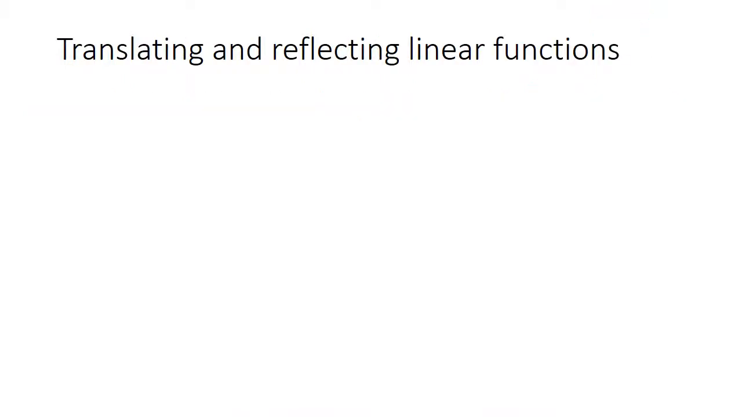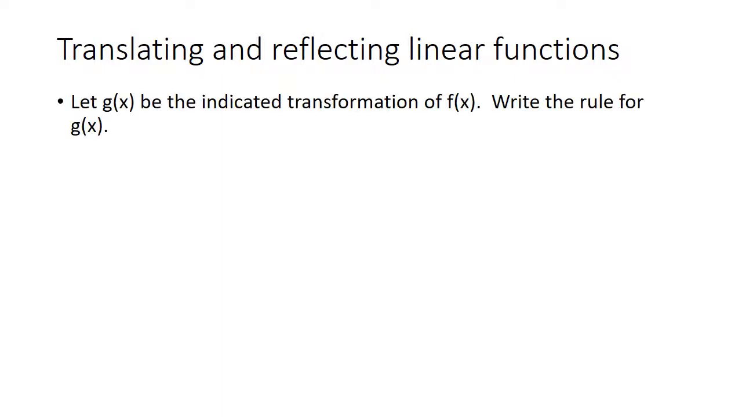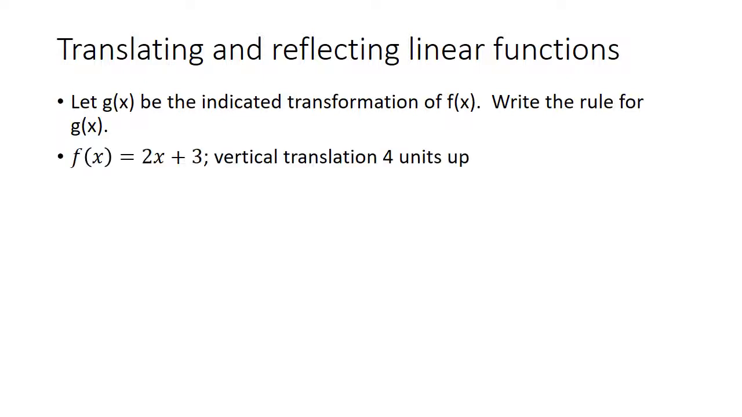So let's practice translating and reflecting some linear functions. We're going to let g of x be the indicated transformation of f of x. What we're looking for is the rule for g of x. So we have f of x is 2x plus 3, and we want to translate that up 4 units. Remember, a vertical translation is changing that number right there.